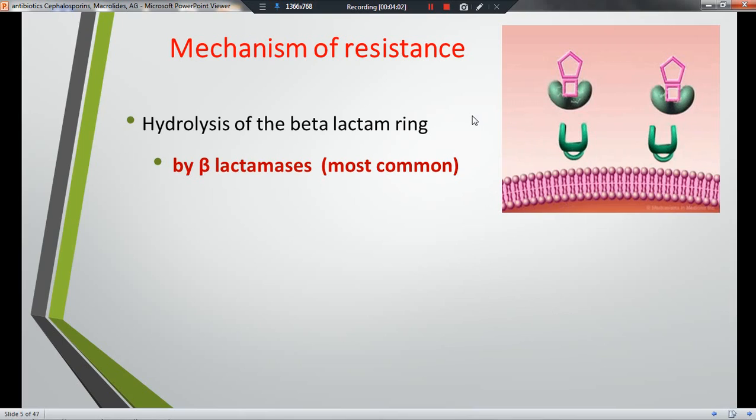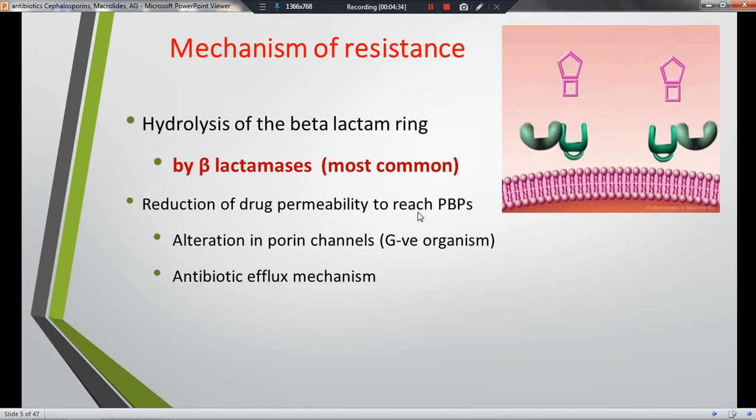So in the case of beta-lactam antibiotics, be it penicillins or cephalosporins, the most common mechanism of resistance is formation of beta-lactamases. The bacteria will produce this beta-lactamase enzyme that will hydrolyze the beta-lactam ring. You can see here, this is the beta-lactamase enzyme that will come and lyse this beta-lactam ring, so that the antibiotic cannot come and bind with the penicillin binding protein or the transpeptidase enzyme. So that is the most common mechanism of resistance for beta-lactam antibiotics.